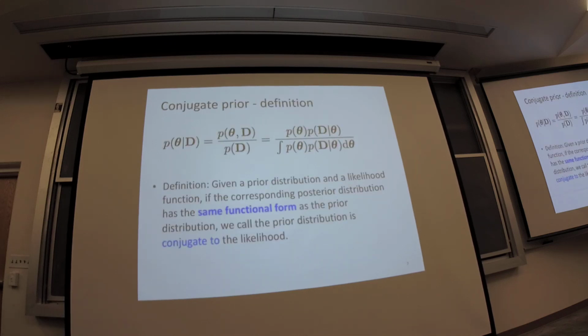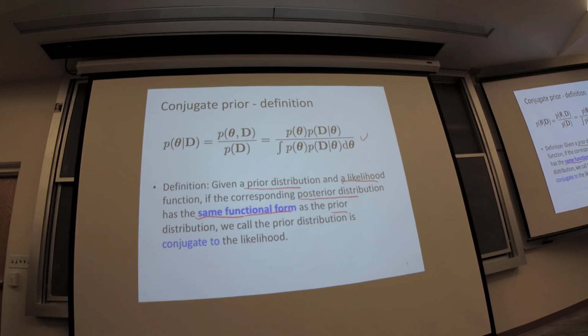So what is a conjugate prior? Here's the definition. It's kind of messy, but the idea is quite simple. If we are given a prior distribution and a likelihood function, and the corresponding posterior distribution, which is calculated following Bayes' rule, has the same functional form as the prior, then we say this prior is conjugate to the likelihood.